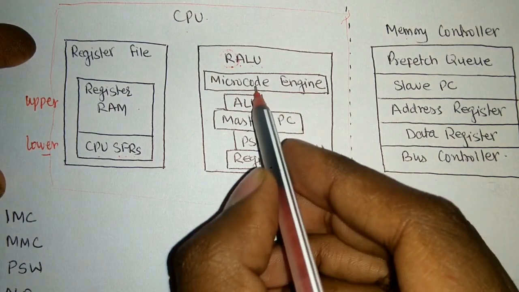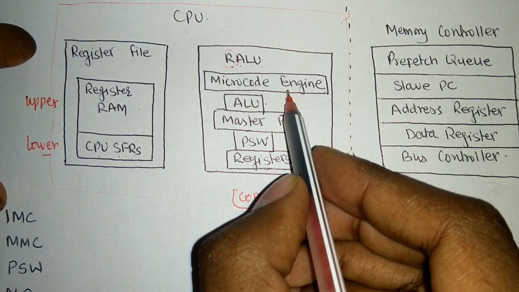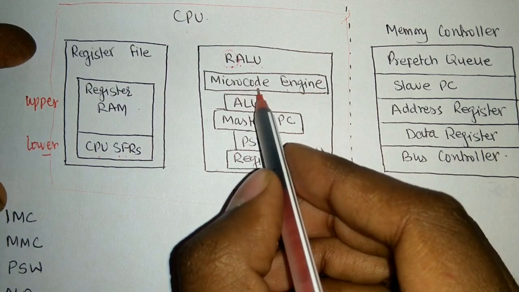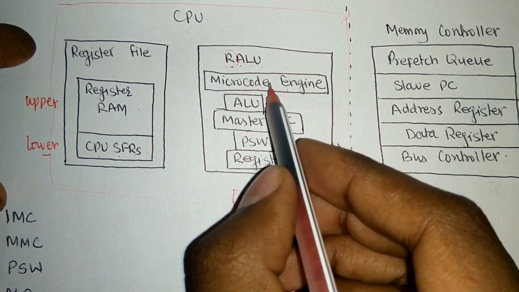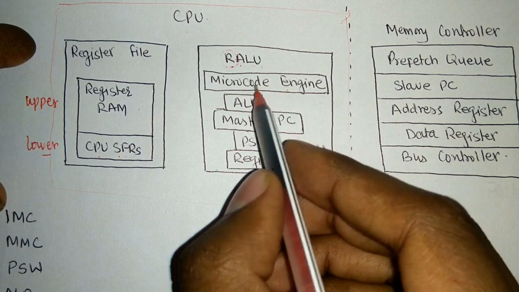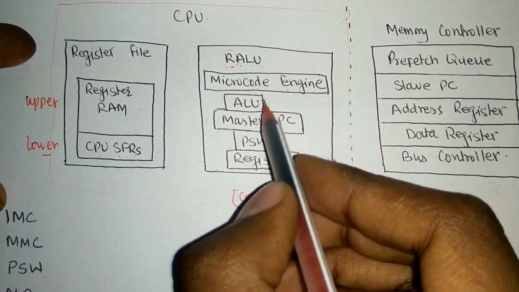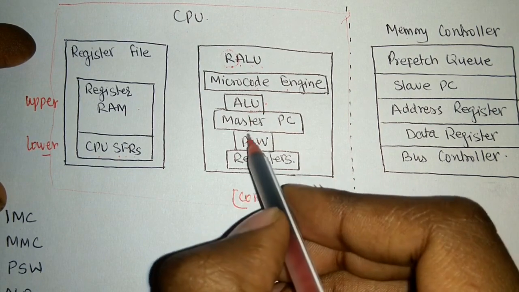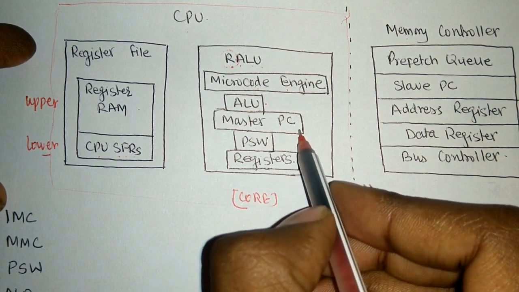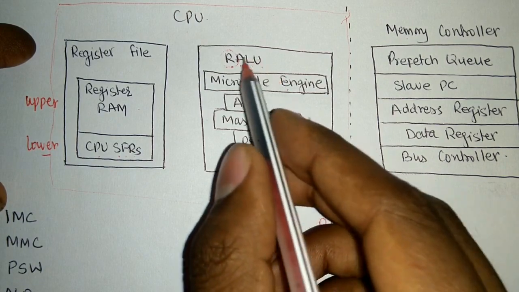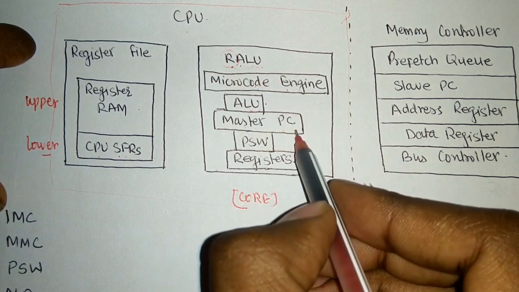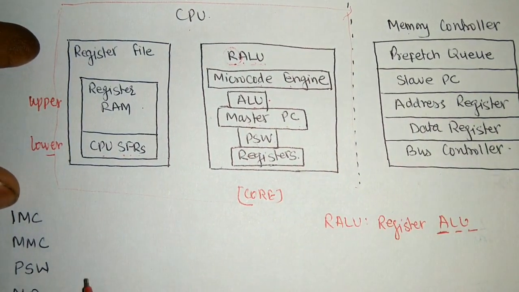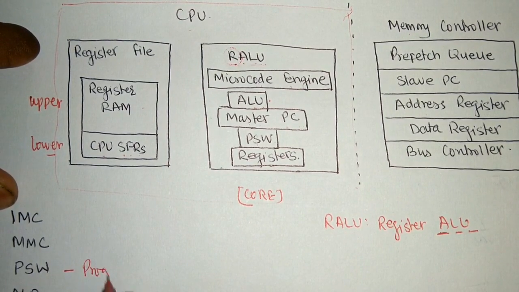There is a microcode engine which will be basically converting our main program into subprograms. We have already discussed microcodes, how we convert a complex program into smaller program bits, and then that will be used to execute the instructions. Then we have our ALU to carry out the arithmetic and logic operations. We have our master program controller. The program controller that is in RALU is called the master program controller. Then we have a PSW, and a PSW is nothing but program status word.